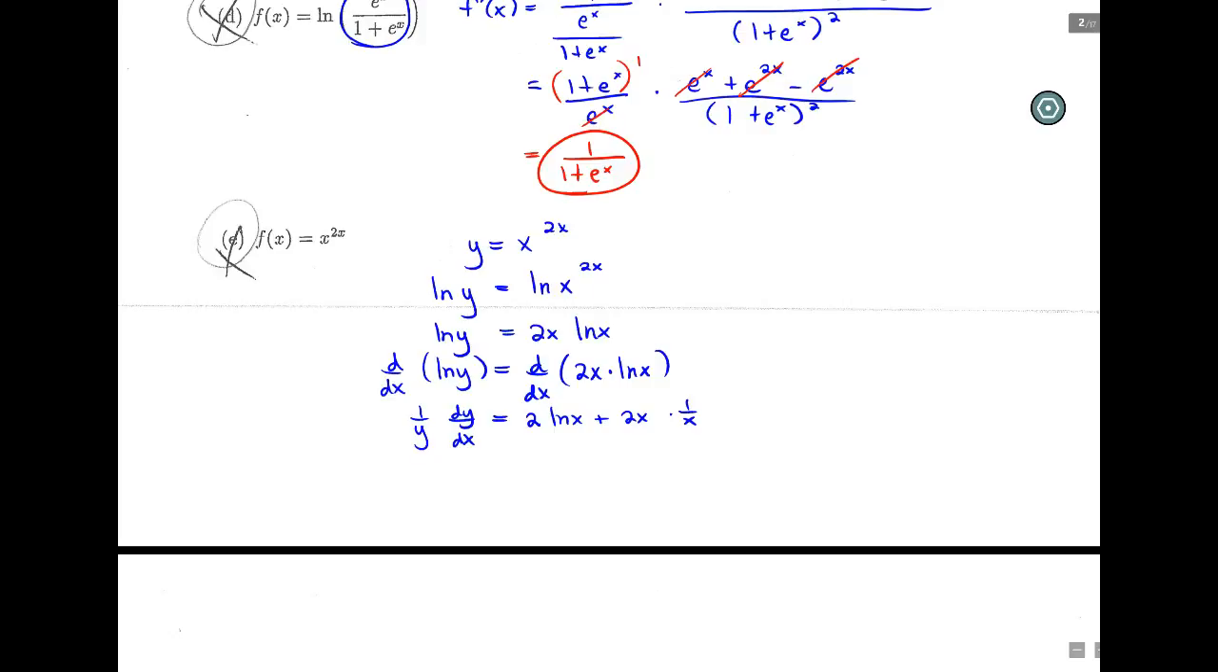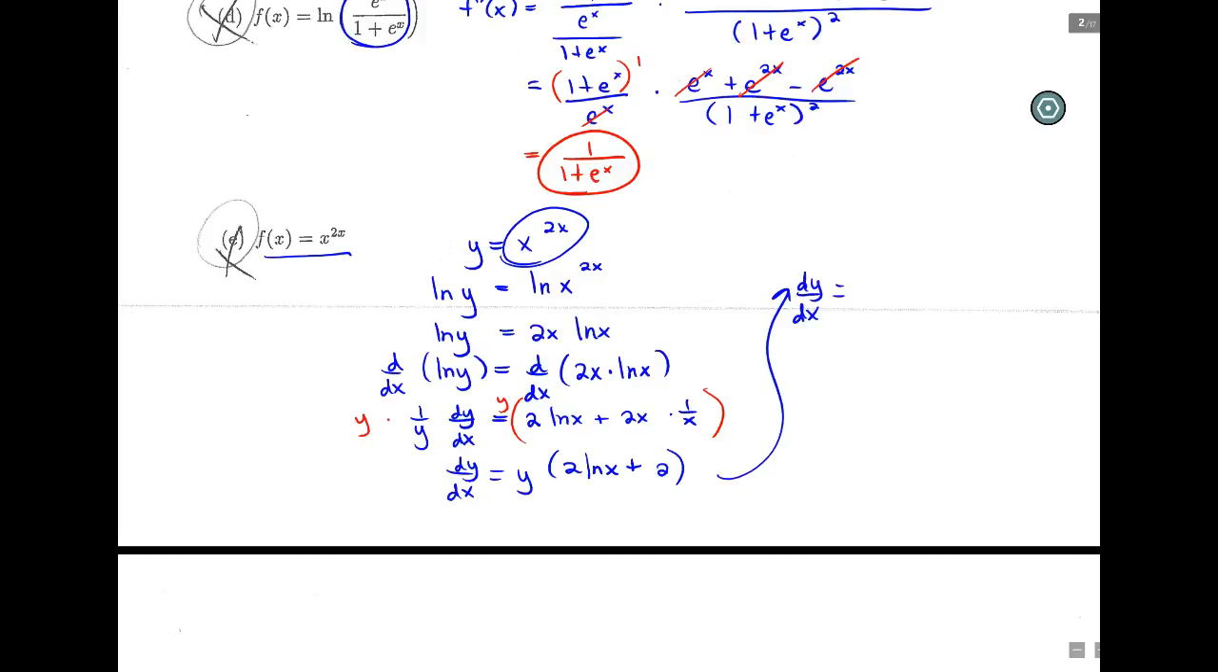Now, I don't want to leave that 1 over y, so I'm going to multiply both sides by y. So I have dy dx equals y times 2 ln of x, and then here I'm just going to have plus 2, because the x's will cancel. Now, because my function was all in terms of x to begin with, I just want to replace what y was. Now, y was x to the 2x. So my derivative is x to the 2x times 2 natural log of x plus 2.